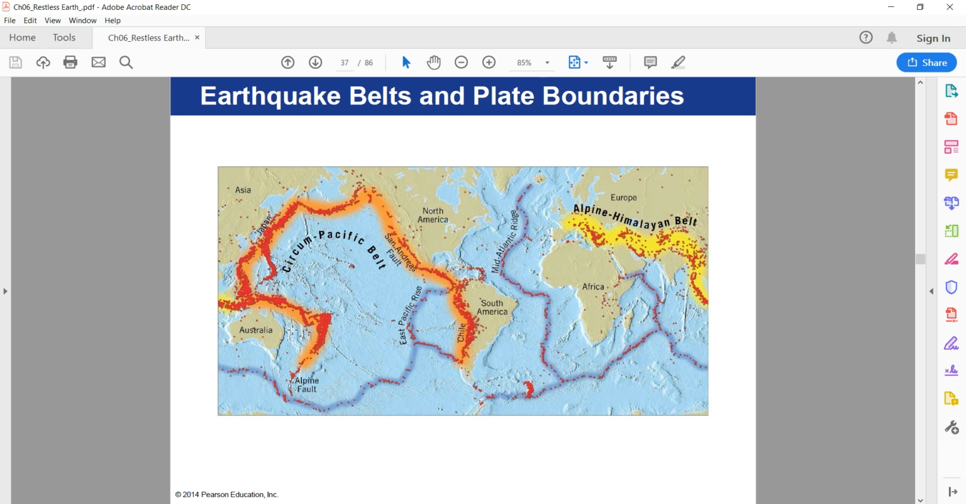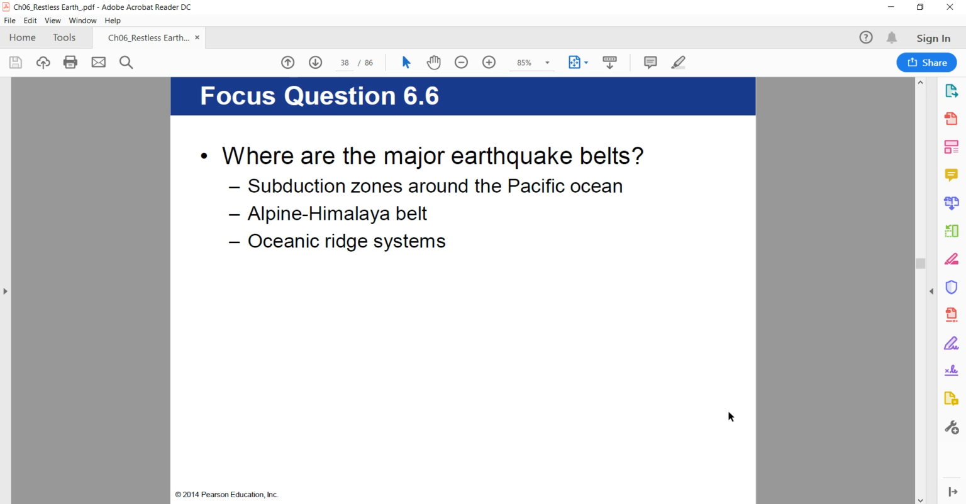One is around the Pacific Ocean, which is the Circum-Pacific Belt. Another one is around this Indian-Eurasian region, which is again a convergent plate boundary between these two continents. So these are the major earthquake belts around different plate boundaries. Here I want you guys to definitely remember this: where are the major earthquake belts? Remember all these three examples: the Alpine-Himalayan belt, the oceanic ridge system, and subduction zones around the Pacific Ocean.